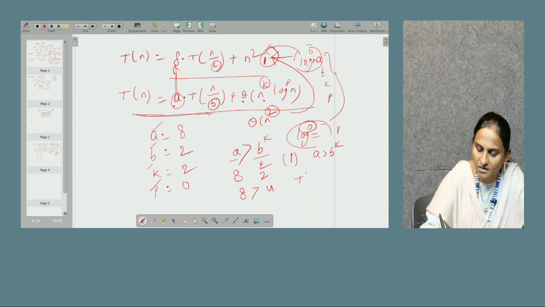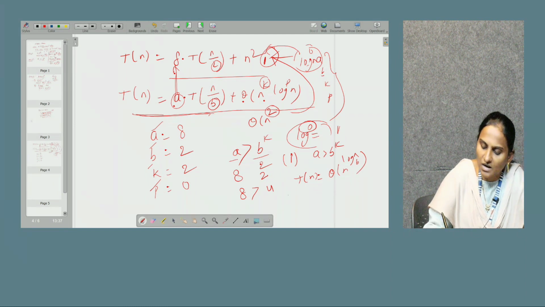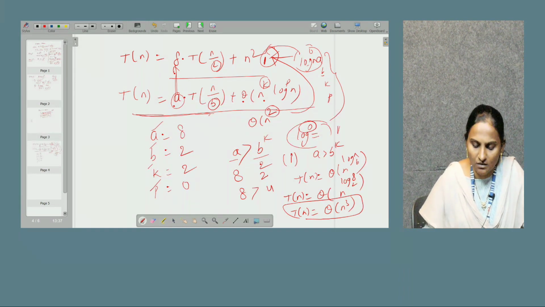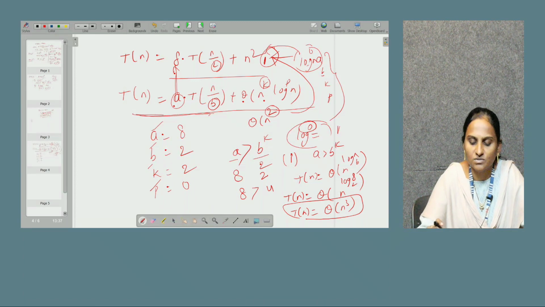What is the formula? T(n) = theta of n power log a base b. This is the formula. Apply the formula and substitute the values, then we will get n power log 8 base 2. By solving this, we will get the time complexity theta of n cube. So we concentrate on formulas only.